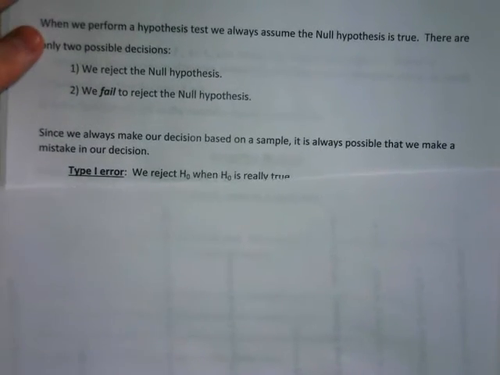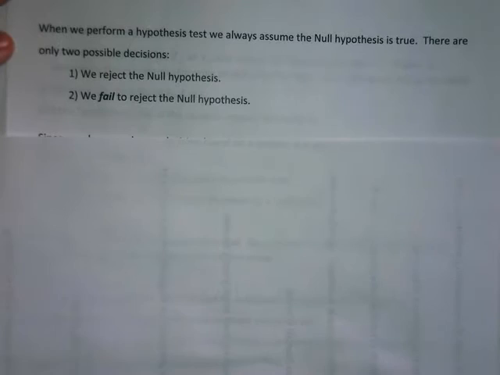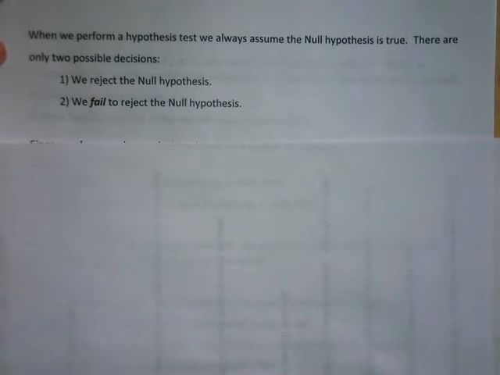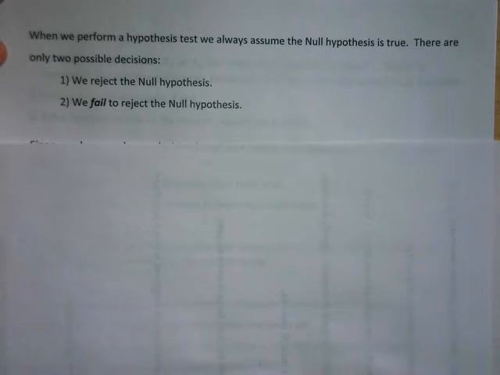when we actually perform a hypothesis test, we always assume the null hypothesis is true. There's only two possible decisions. We actually reject the null hypothesis, or we fail to reject the null hypothesis. We either reject the null hypothesis or we don't. So those are the only two decisions you can make.